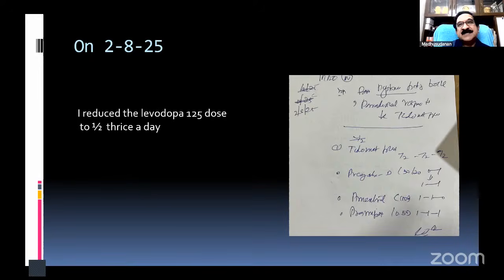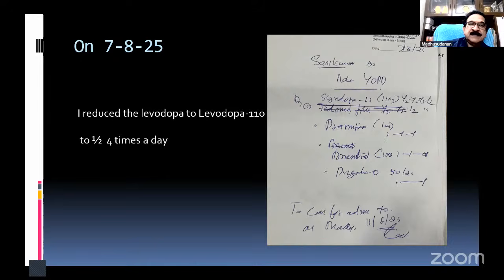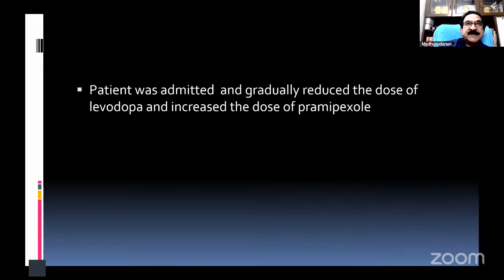See, from the initial 4 tablets, I reduced to half tablet 3 times, so you can see my prescription. Half thrice daily. Then I reduced further to 110 instead of 125, half tablet 4 times daily. This is 110, not the usual 125. Then, after the patient was admitted, I gradually reduced the dose of levodopa, increased the dose of pramipexole, and added amantadine.